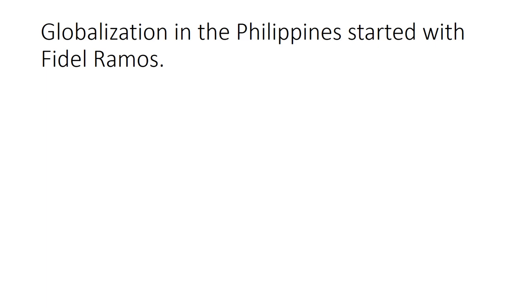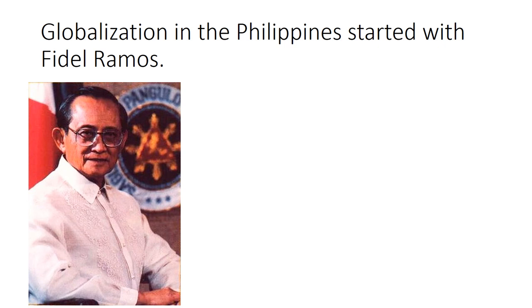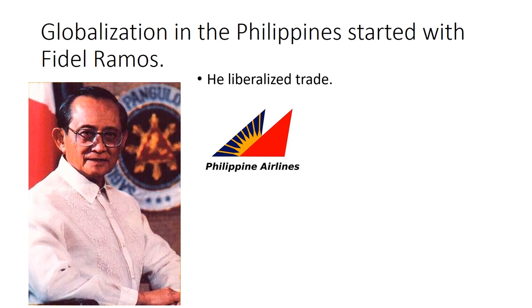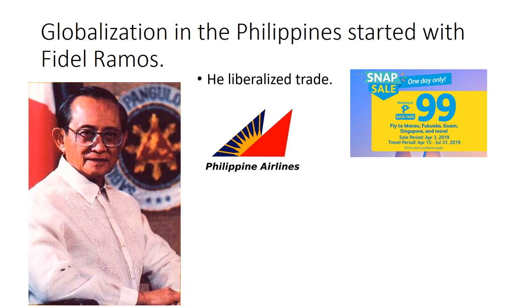Globalization in the Philippines started with Fidel Ramos, our president before. Fidel Ramos liberalized trade. When I say liberalized trade, I mean there was a lot of privatization. For example, Philippine Airlines was the monopoly airline carrier at that time. Now, because of the laws Ramos signed, we have something like Cebu Pacific with promo fares, and a lot of people can afford going from one place to another. They can now ride an airplane. Like everyone can fly. That's one of the effects of globalization after Fidel Ramos.